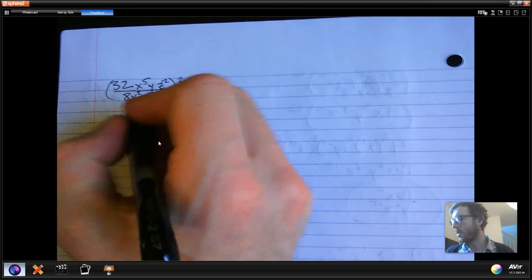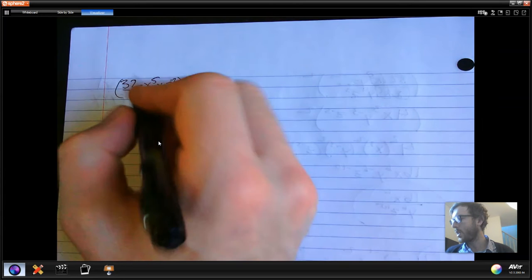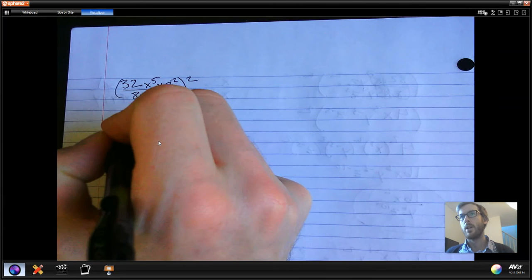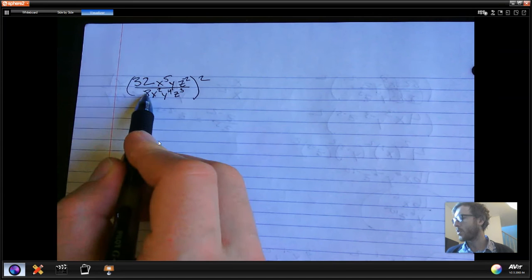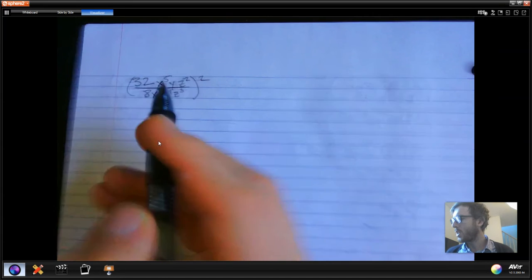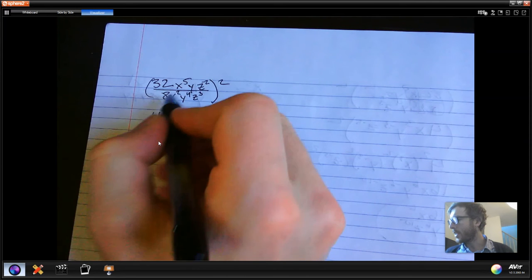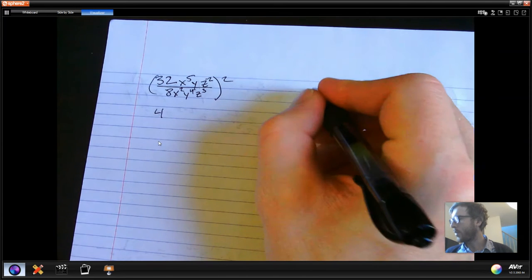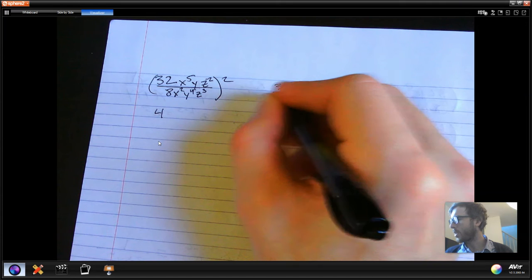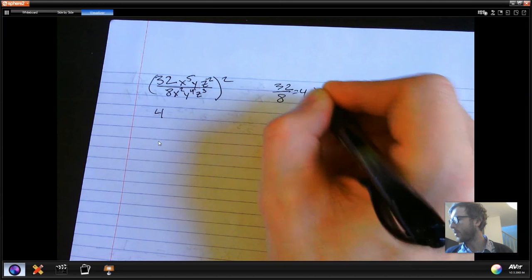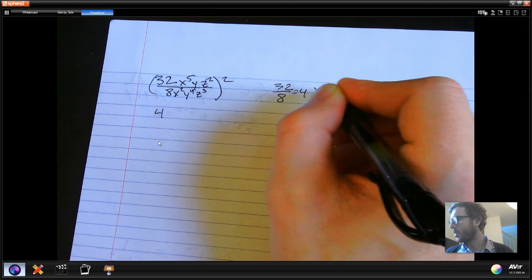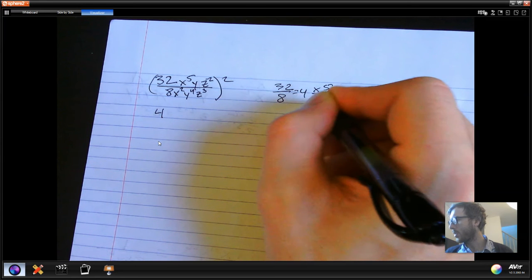Okay, so if we're starting with this, first thing we're going to do is take each of these parts separately. So we're going to do the numbers first. We're going to do 32 divided by 8, and that gives us 4. Next, we have x to the 5th over x squared. I'm just going to write out what I'm doing over here, right? So first I did 32 over 8. That equals 4.